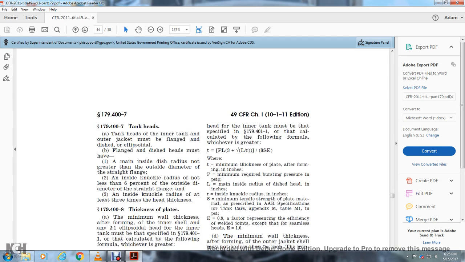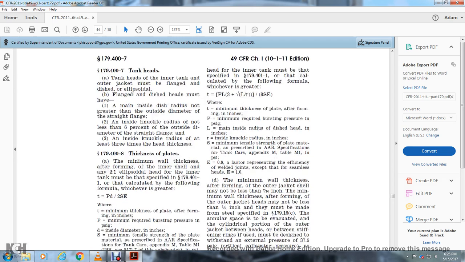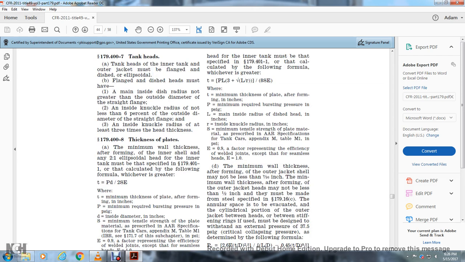179-407, the tank head for the inner tank and outer jacket must be flanged with a dish or ellipsoid, and the flange of the dish head must have a main inside dish radius not greater than the outside diameter of the straight flange. Inside knuckle radius must be not less than 6% of the outside diameter of the straight flange, and at least 3 times the thickness. 179-408, thickness for the plate.